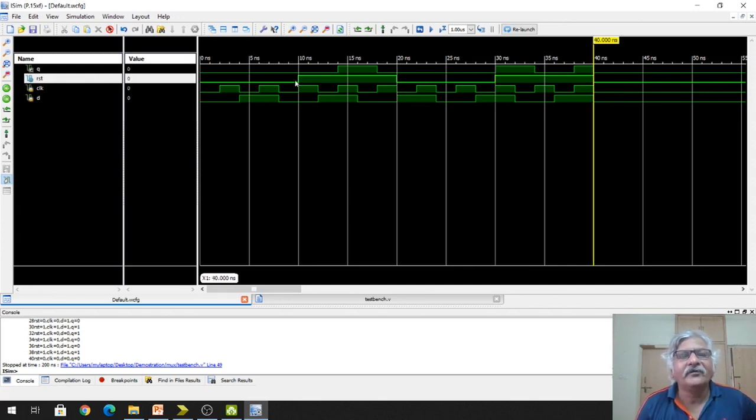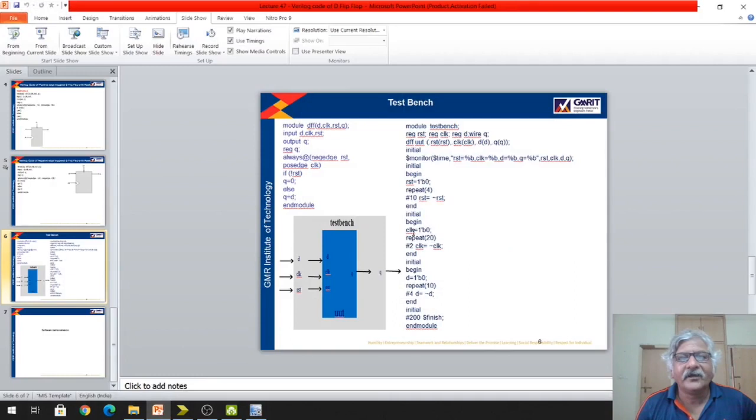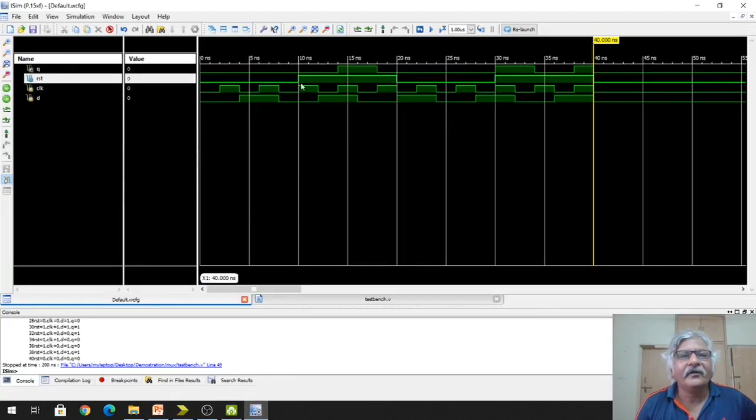So see, 4 times this signal, see here in the test bench, repeat RST, repeat 4 times. The value of RST is negated at the gap of 10 unit time. So that's why you can find here 1, 2, 3, 4 times negation at the gap of 10 unit time. So in this way, these types of waveforms are generated.